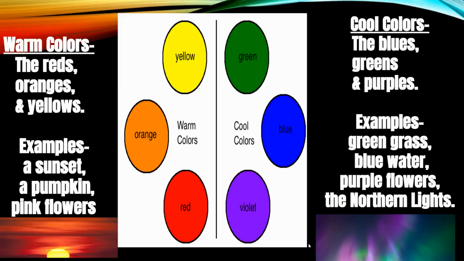On the right, we're looking at cool colors. We can think of the blues, the greens, and the purples. Examples of cool colors are green grass, blue water, purple flowers, and the northern lights.